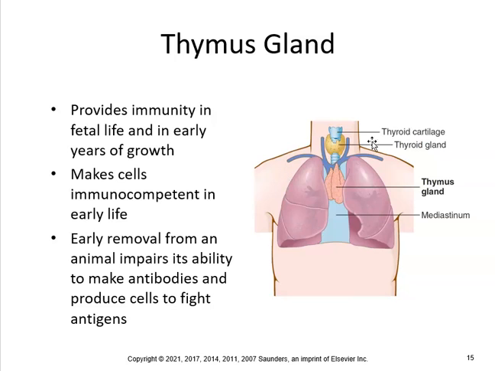So the thymus is actually very large in infants and children, but by the age of 12, 13, 14, it actually shrinks quite a bit, and you don't see it. So in adults, you'll see a very small thymus, but the thymus gland in early age definitely provides immunity in fetal life and early years of growth.